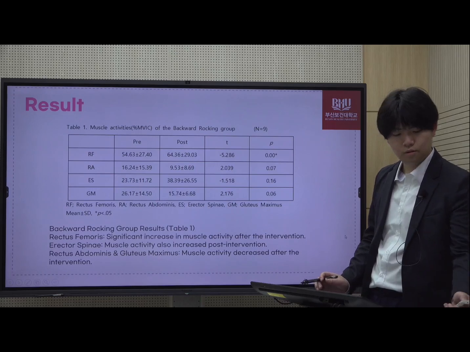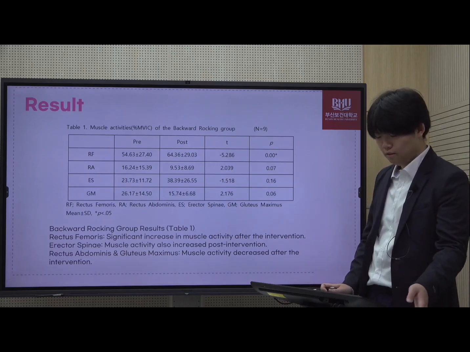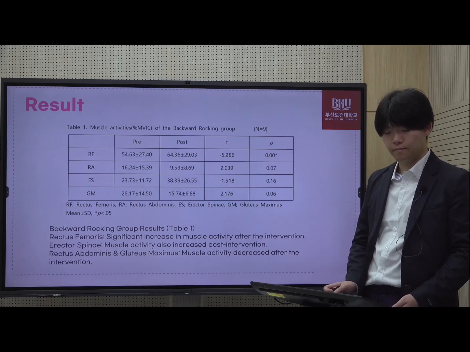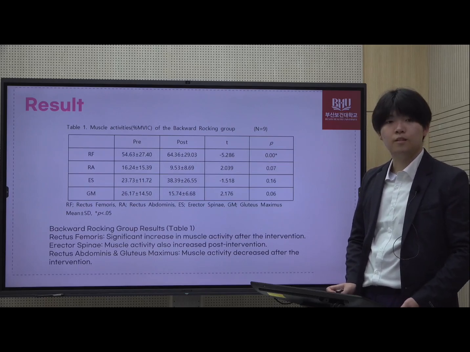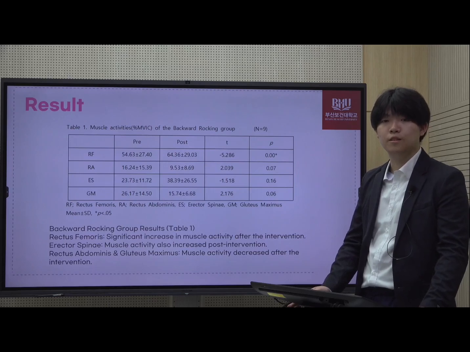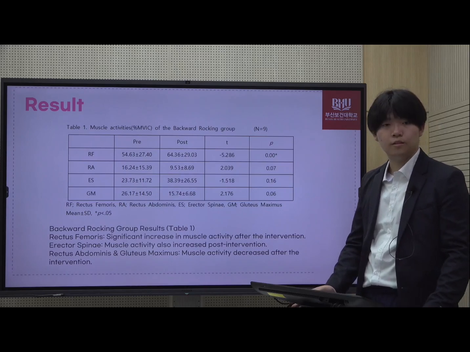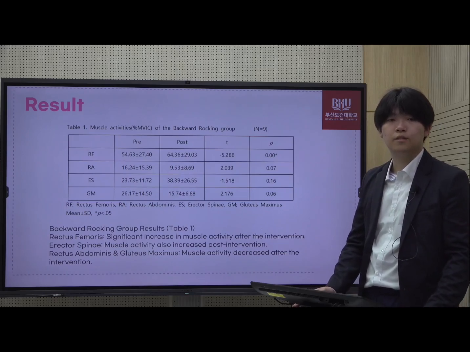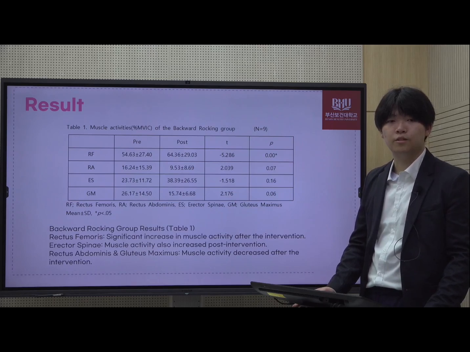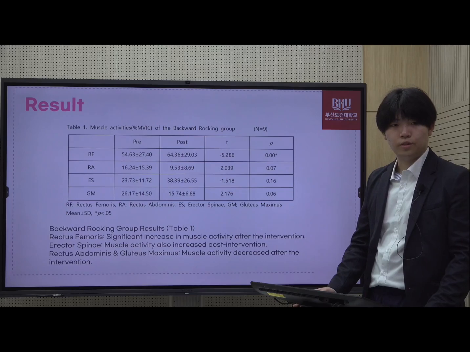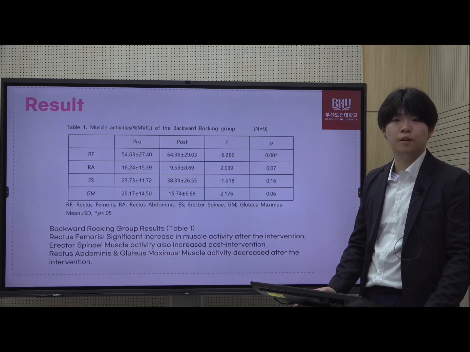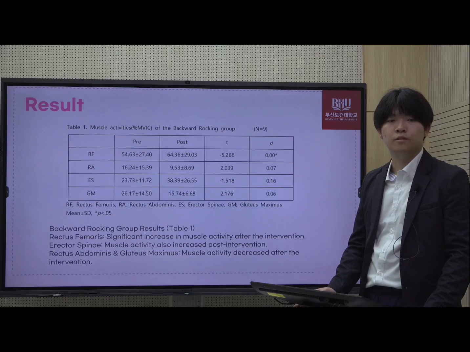Result. Table 1 is the backward rocking group result. A significant increase in muscle activity after the intervention could be observed in the rectus femoris. Muscle activity also increased post-intervention in the erector spinae. Muscle activity decreased after the intervention in the rectus abdominis and gluteus maximus.